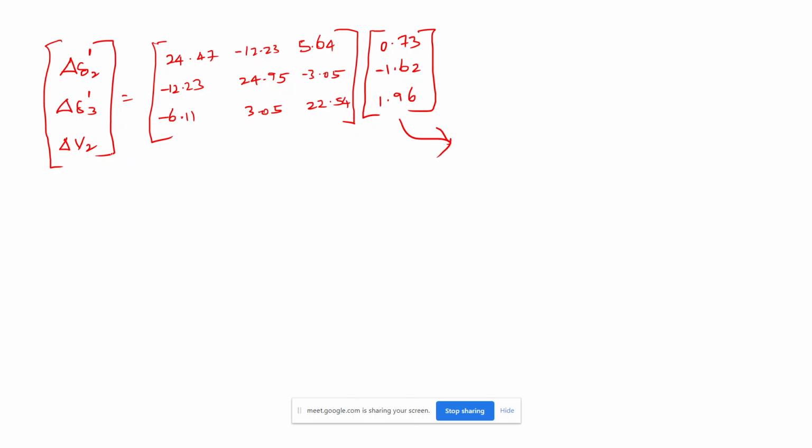So to find out this value, this is the Jacobian matrix J that we found out in the last slide, and here we need to put this, which is nothing but your ΔP20, and this is ΔP30, and this is ΔQ20. So how to get this value?